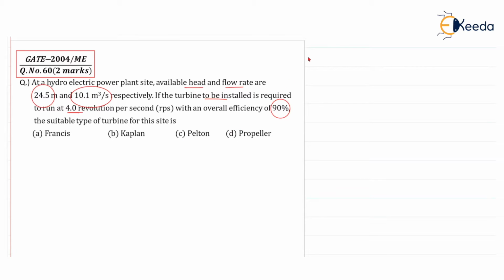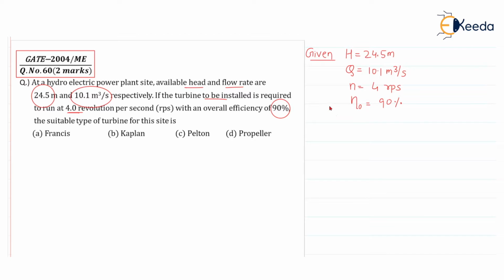So first of all, write down the given data to solve this question. Given data: available head H is equal to 24.5 meter, and flow rate discharge Q is equal to 10.1 meter cube per second. Small n is given, that is 4 RPS, revolutions per second. Overall efficiency eta naught is equal to 90%.